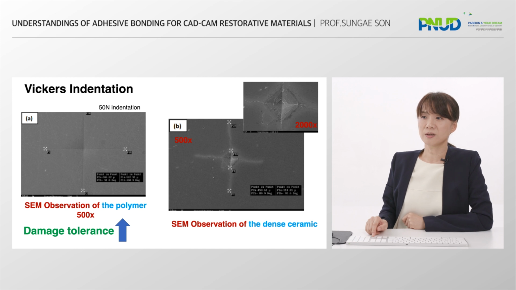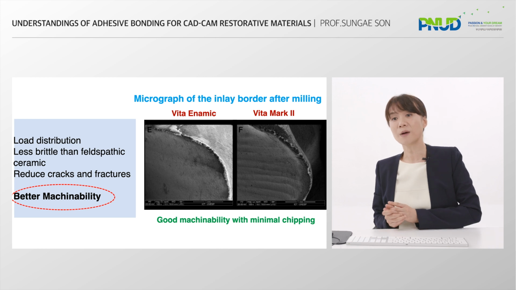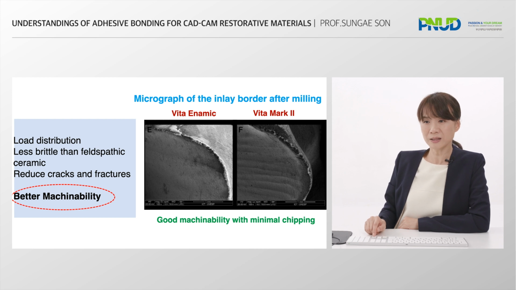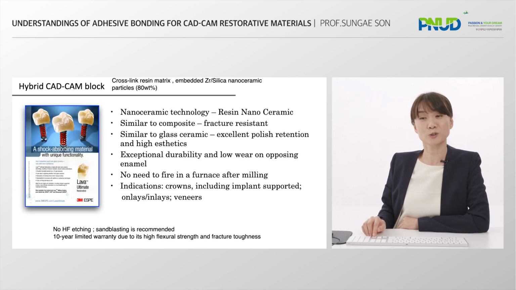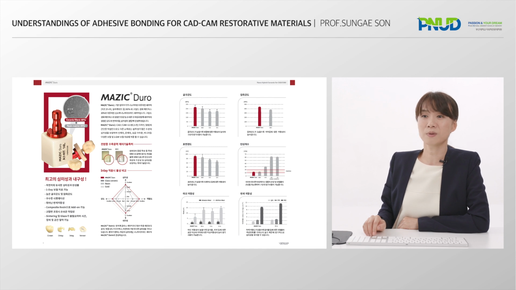Since the hybrid block contains polymer, it has flexibility similar to dentin, so it is less brittle than dense ceramic material. And importantly, it is reported that its machinability is better than ceramic material in the milling process. Several products are being introduced. This is Magic Duo Hybrid block made in Korea.